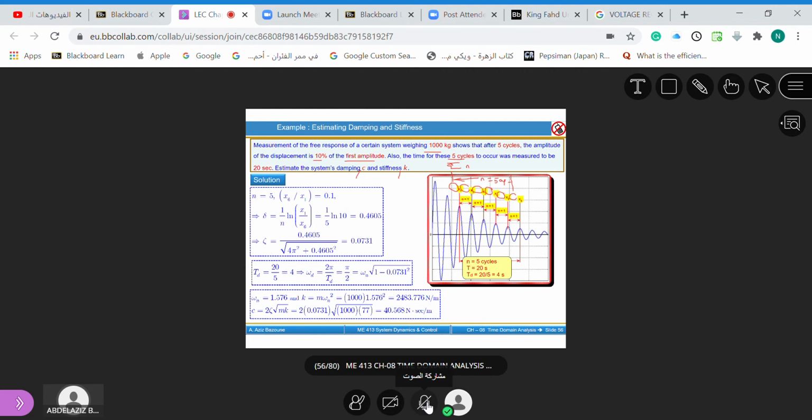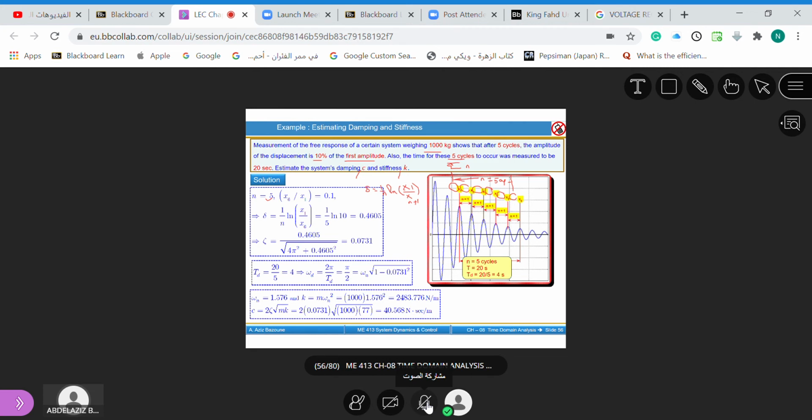Then the logarithmic decrement, we wrote it like this: delta will be equal to 1 over n ln X1 over Xn plus 1. So n will be equal to 5.